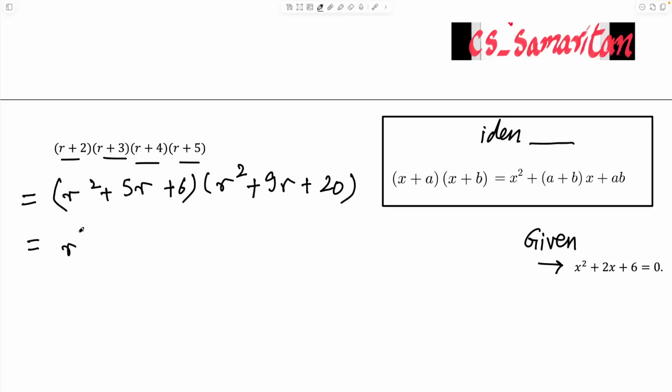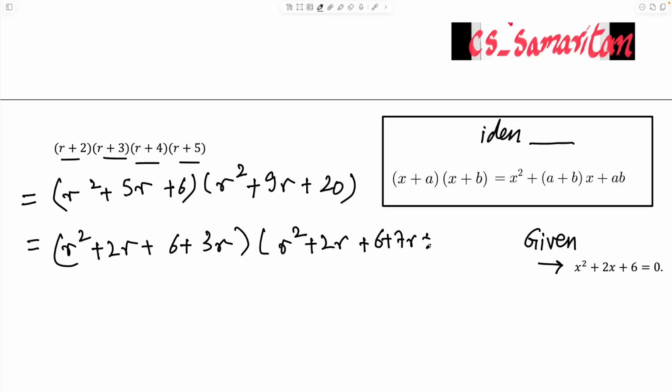This can be written as r square plus 2r plus 6 plus 3r, right? And this can be written as r square plus 2r plus 6 plus 7r plus 14, right? And because of this given part, I can directly say that this portion will be equal to 0 and this portion will be equal to 0. Direct application of an equation that we have, right? We get, what do we get? We get 3r times 7r plus 14.